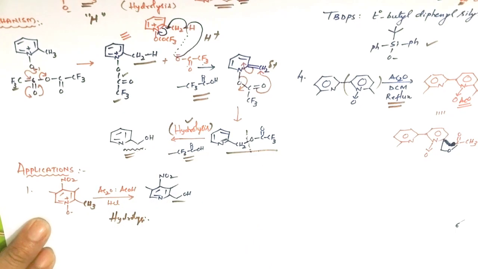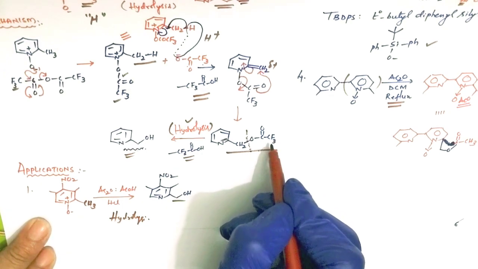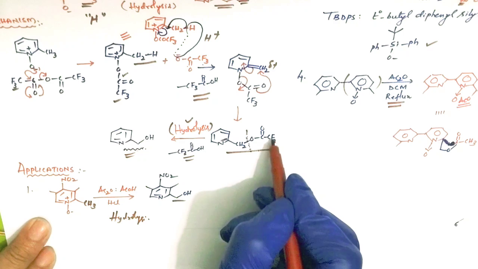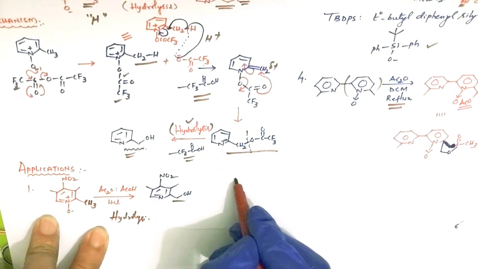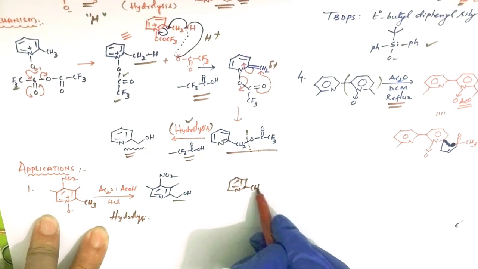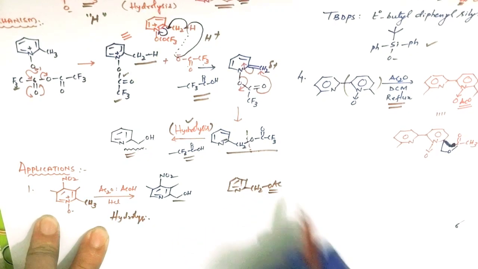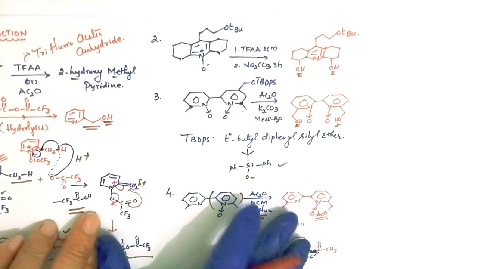The final moiety will be the acyl derivative. Okay, it may be O-C double bond O-CF3 or OCH3. If you use acetic anhydride, this one will become CH3. This can also be written in this way. In case of acetic anhydride, we can write CH2OAc. Acetyl group, CH3C double bond O. Okay, let's see some more examples.